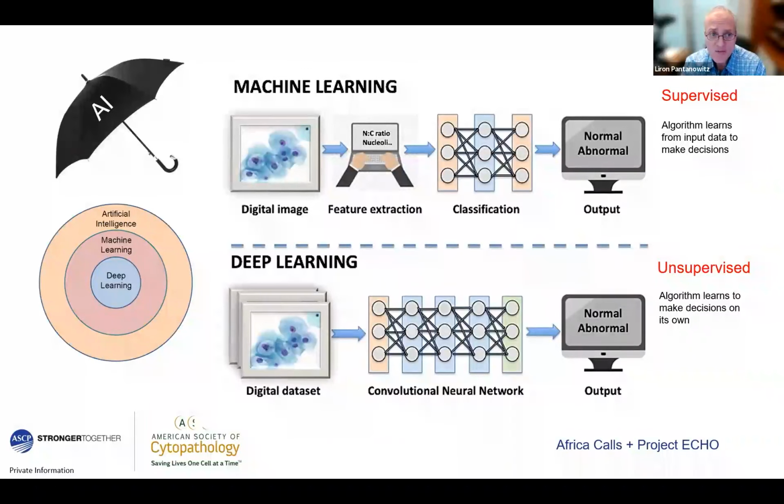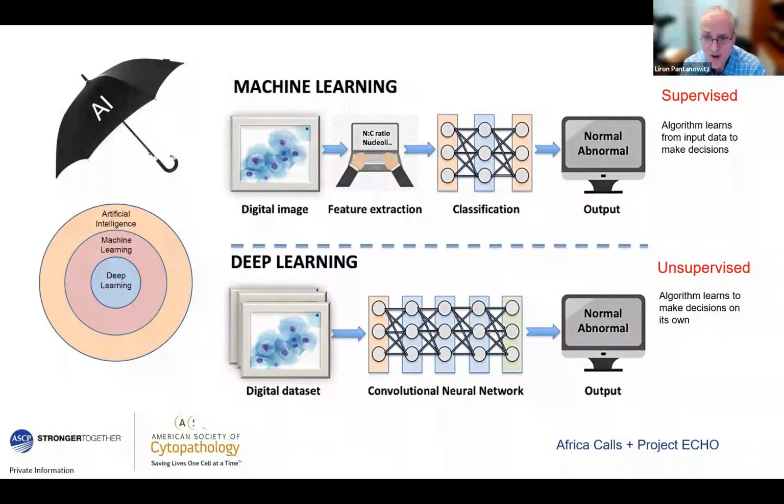Under the area of artificial intelligence, that umbrella contains two main groups of building algorithms: machine learning and deep learning. Machine learning, as you can see on the top panel, is when you take an image and have a human extract certain features from that. Usually they annotate cells, NC ratio, and so on. Then based on that, you can classify the image. So when the algorithm sees an unknown image, it will know how to classify it and give you the output.